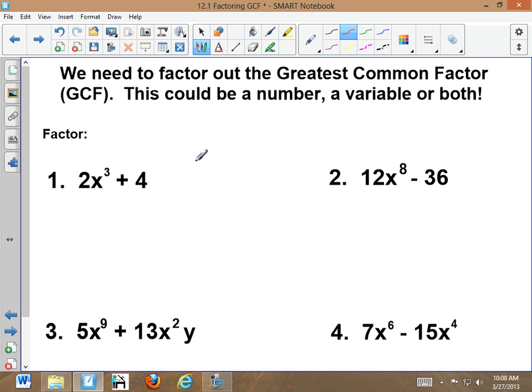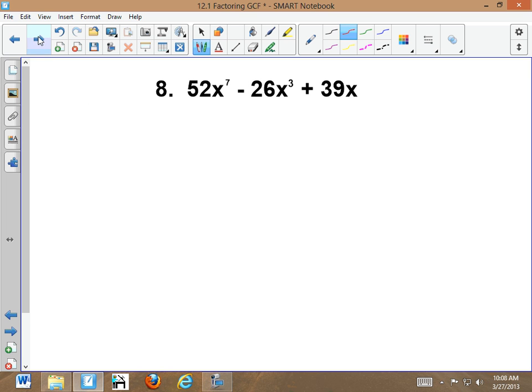Okay, we need to factor something out. What do both of these two numbers have in common? Well, obviously it's a 2. But before we get into that one, I want to look at number 8. I'm going to show you how to do a more complex problem, then we're going to go back and look at the simpler ones. So I need to know what number can go into 52, 26, and 39 evenly. And I need the highest number that can go into those three numbers evenly. So I'll be honest, off the top of my head, I don't know. So this is how you do it.